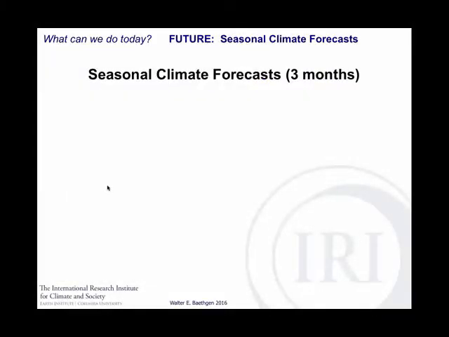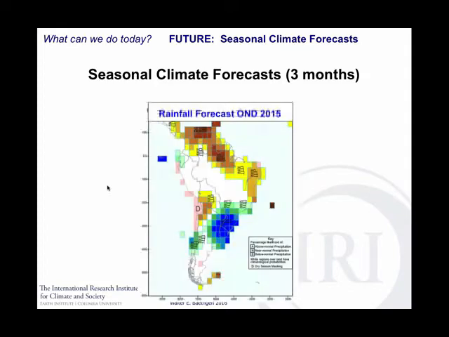What about the future, the next season? What can we say about the climate in the next season? This is where the seasonal climate forecasts come into play. And this is a typical map of a rainfall forecast. In this case, it's October, November, December of 2015.